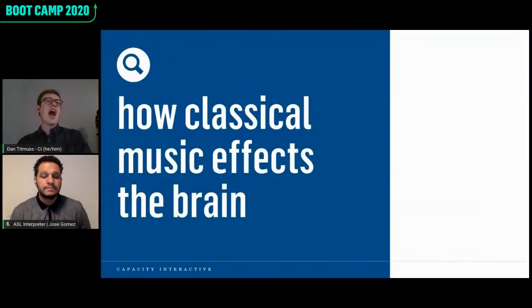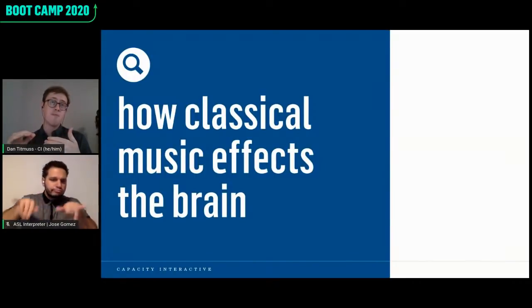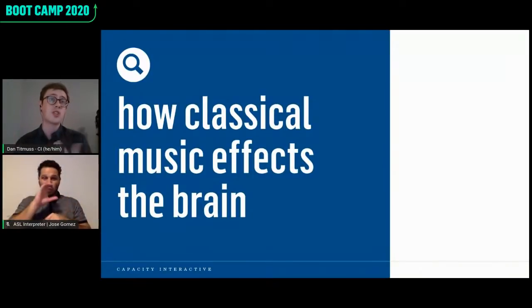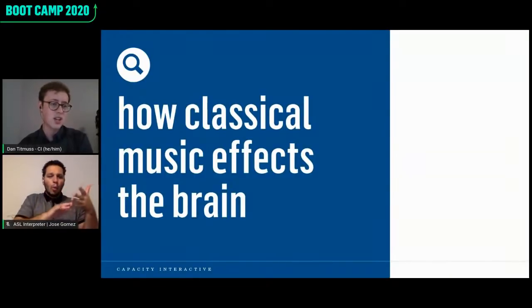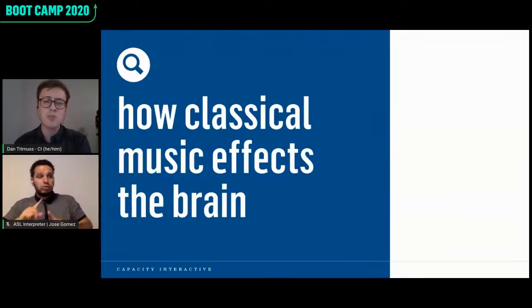So let's look at this one: how classical music affects the brain. This is one of the most common answers, one of the queries that came up in that classical music search I just did on Answer the Public. We can look at that and answer it with a piece of content that summarizes all of those classical music studies that have talked about effects on the brain and brain chemistry, and how people react to classical music. I think that'd be a really interesting piece of content.